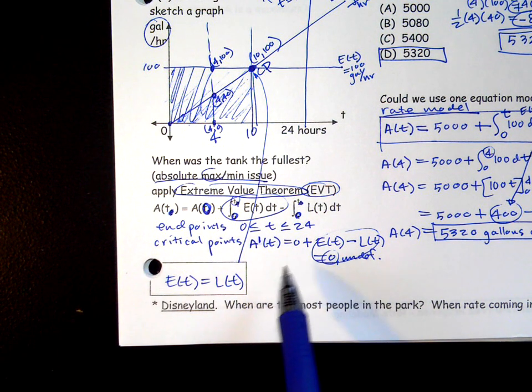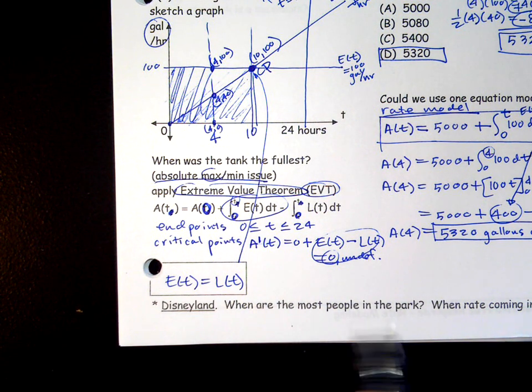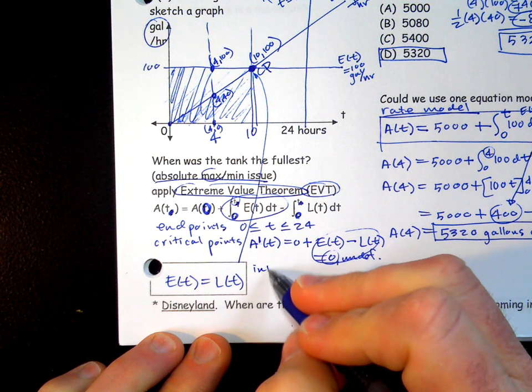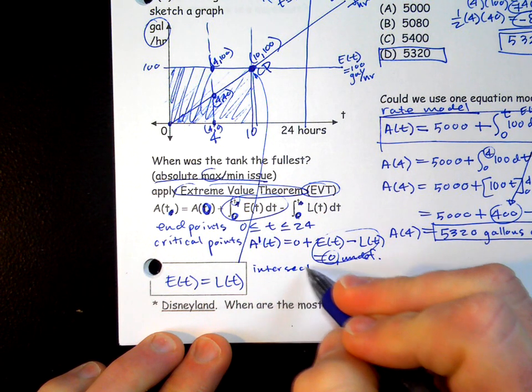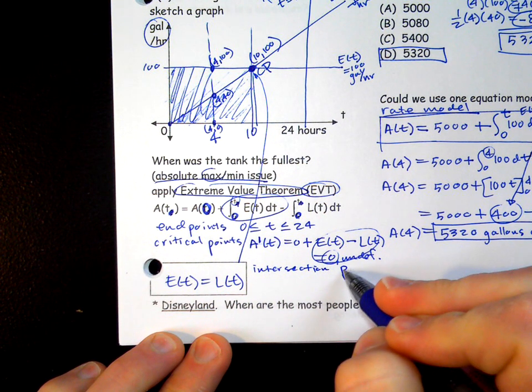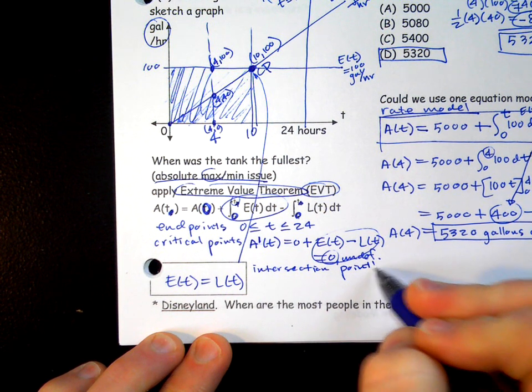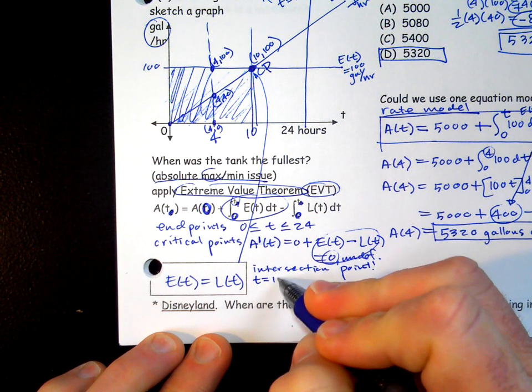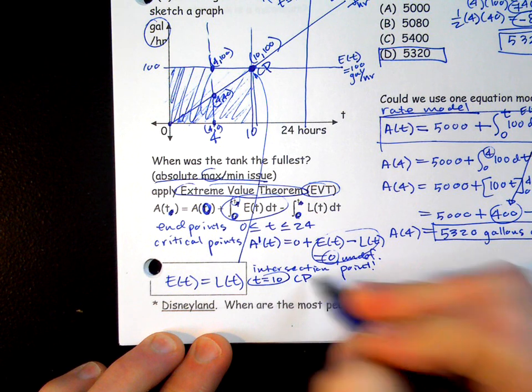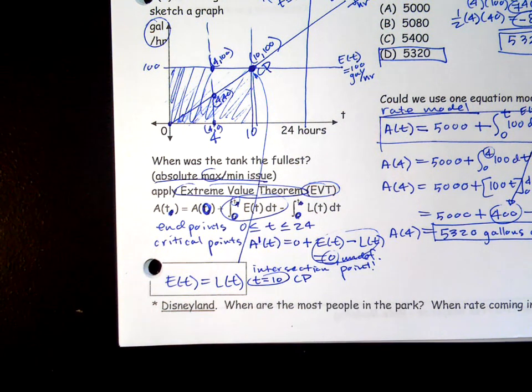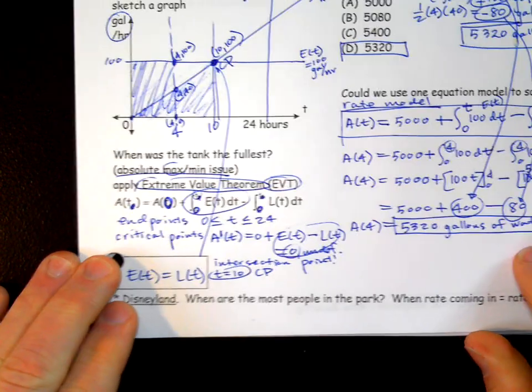But generally, finding critical points, we're just going to do it like we normally do. So it's the intersection point. And in our case, it was t equals 10. That was our critical point. Now we have all the places that we want to check.